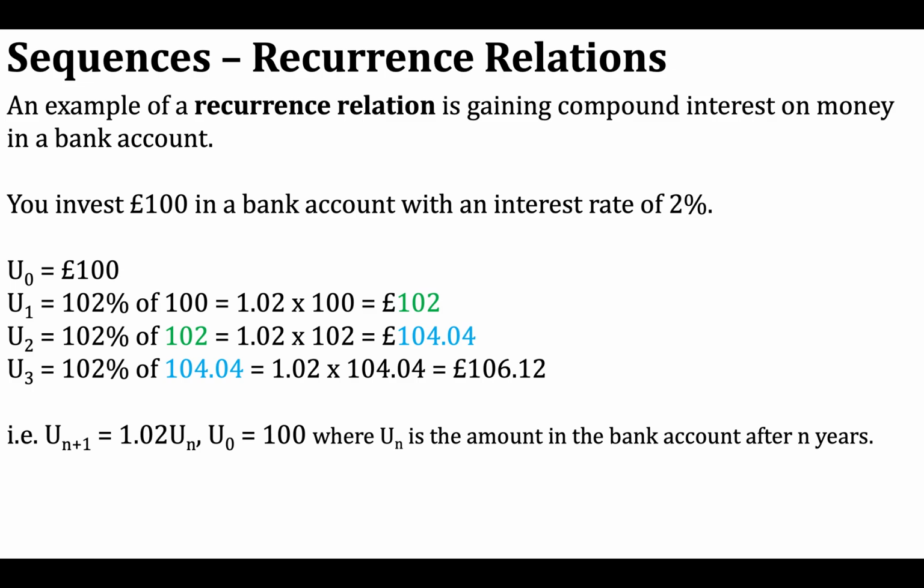I think all I want you to take away from today is this part here that we've got. This is how we refer to terms in a sequence, un. And when we're writing a recurrence relation, we use terms like un plus 1 and un. And remember always that we have to have an initial value, u0, and if you can remember all of that, that would be great.